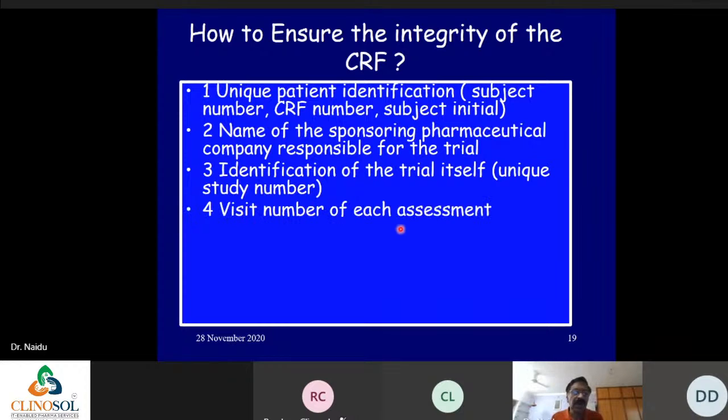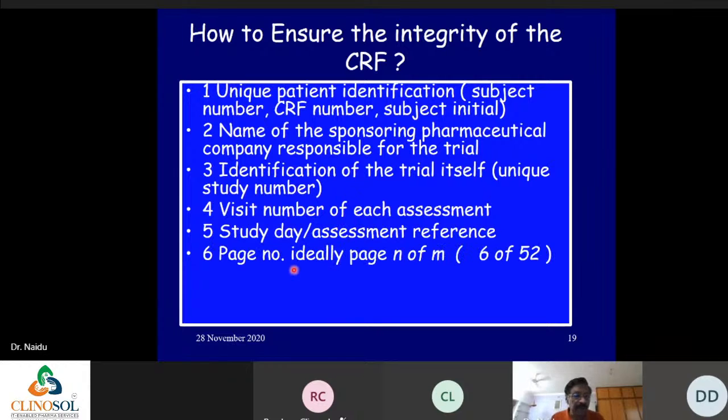Visit number at each assessment. Suppose there are 6 visits. So there definitely must be visit number 1, visit number 2, visit number 3. It should be very, very clearly mentioned in the case record form. That is one of the very important things one has to ensure. Study day, assessment and reference: there are different types of study. Some studies are in days, some are in weeks, some are in months. And assessment reference, when the assessment will be done. All these things should be checked for whether they are present in the case record form or not.